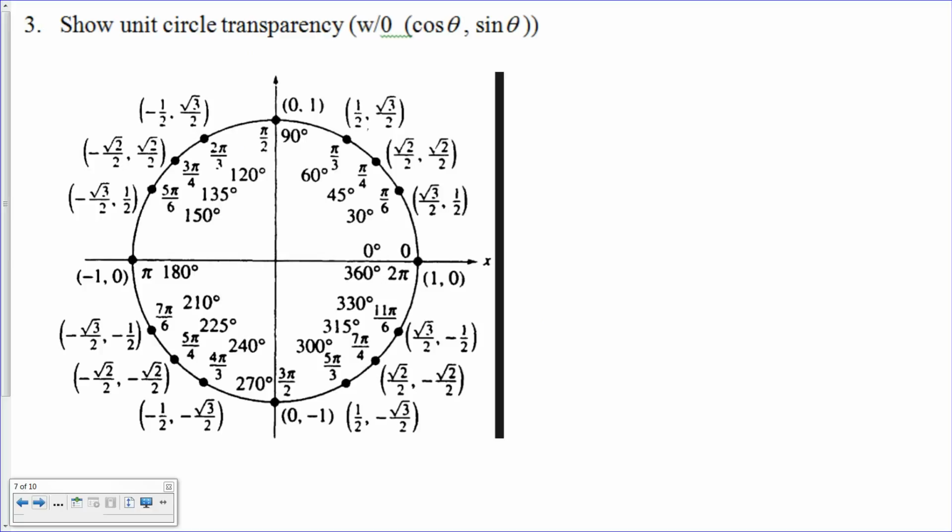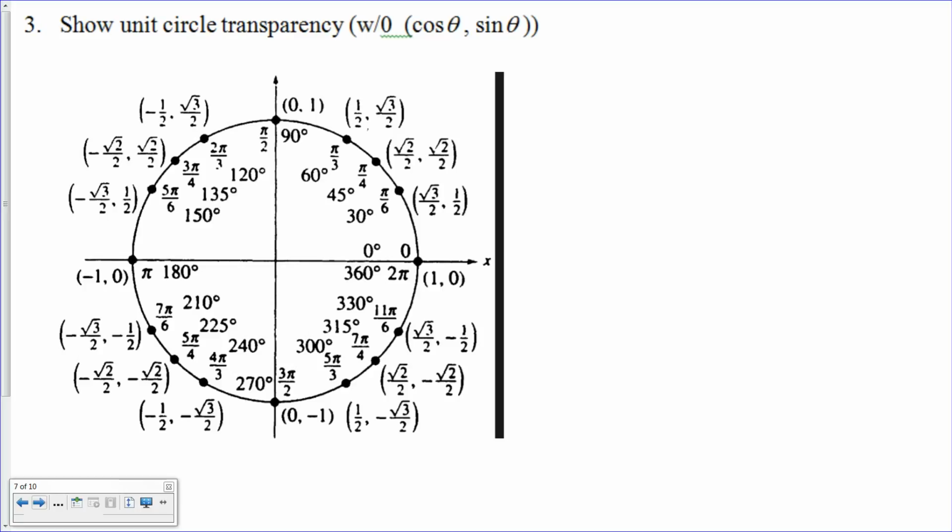Don't write this down either. This is the unit circle I passed out a while ago, and a lot of you are using it as bookmarkers. I just wanted to show you a couple of things on here. Notice that this now has radian measures in it: pi over 6, pi over 4, pi over 3, pi over 2, pi, 3 pi over 2, 2 pi. So that's where those numbers are coming from.